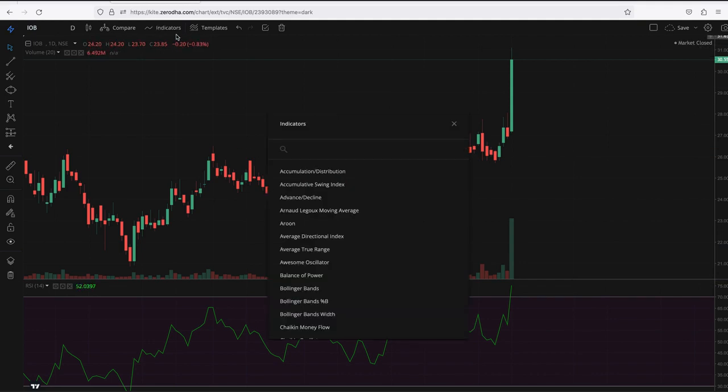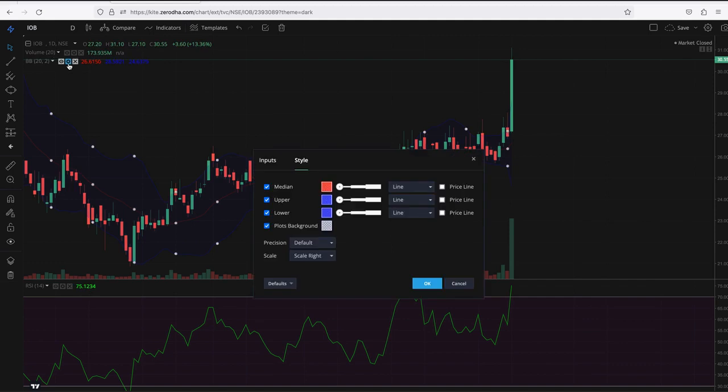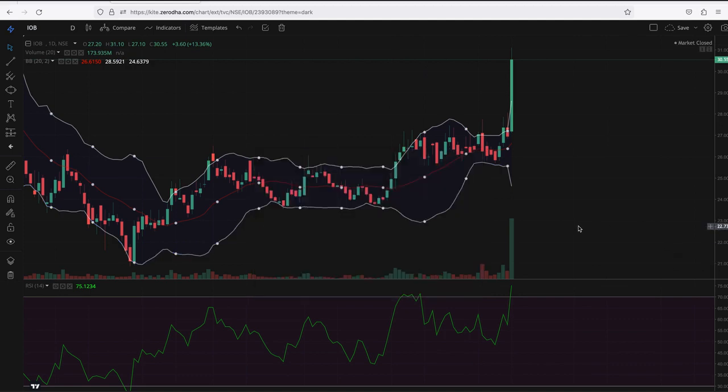So we have to just go to the indicator section, then type Bollinger Bands, and yeah, that's it. Then I will be just modifying it and it should be visible to us. Yeah, that's it. So this is the overlook of a Bollinger Band. The upper white line is called the upper Bollinger Band and the lower one is called the lower Bollinger Band.